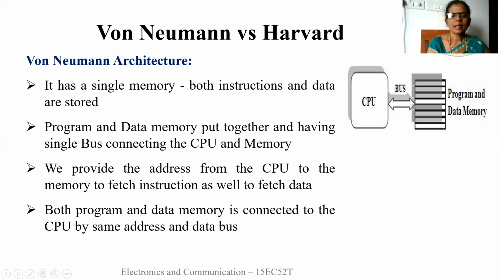We provide the address from the CPU to the memory to fetch the instruction as well as the data. If the CPU wants to fetch the instruction, it gives the address on the bus and fetches the instruction. If the CPU wants the data, that is also carried out on the same bus. It means the program as well as data are transferred to the CPU on the bus. Both program and data memory are connected to the CPU by the same address and data bus.